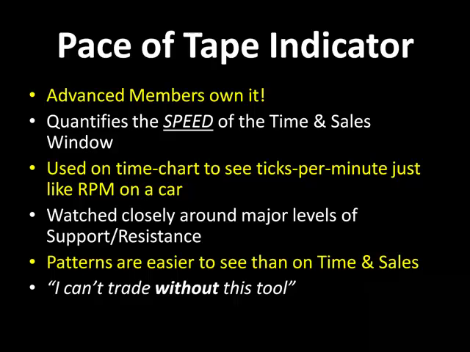Now, it's watched closely around major levels of support and resistance. Once we identify an important level of support and resistance, we then look for the reaction around that level, and we use the pace of the tape indicator. Once we see that reaction, we can then, of course, look for conviction as far as which direction to trade in or whether to take any trade at all. But basically, with the pace of the tape quantifying the speed of the time and sales window, we look to see the speed increase or decrease around important levels of support and resistance. And of course, we see patterns develop on our pace of the tape that are a lot easier to see than on your time and sales window.